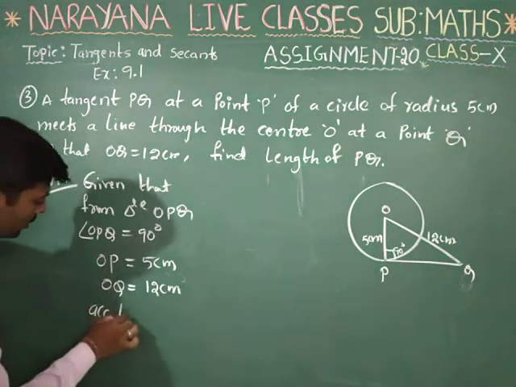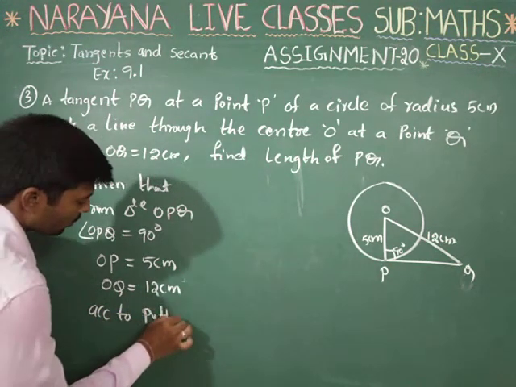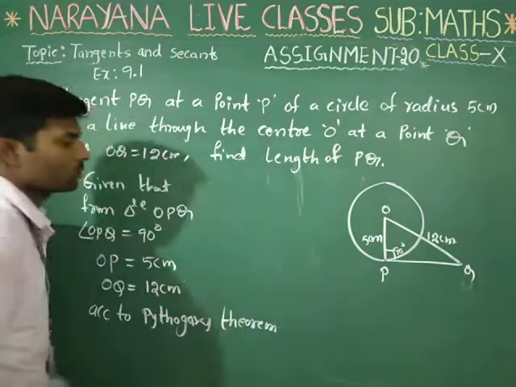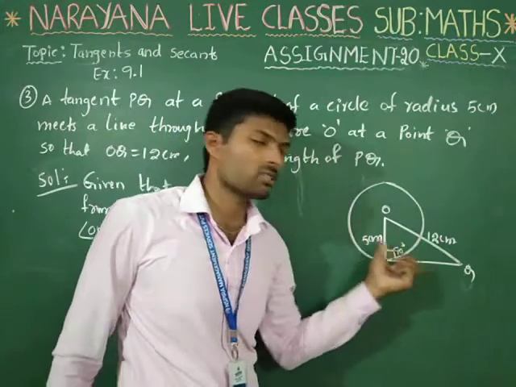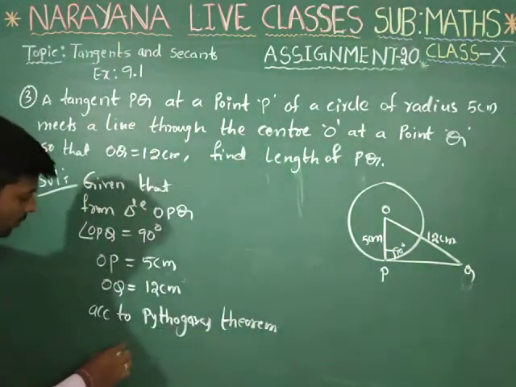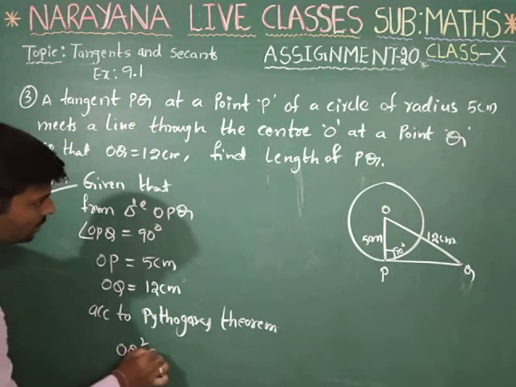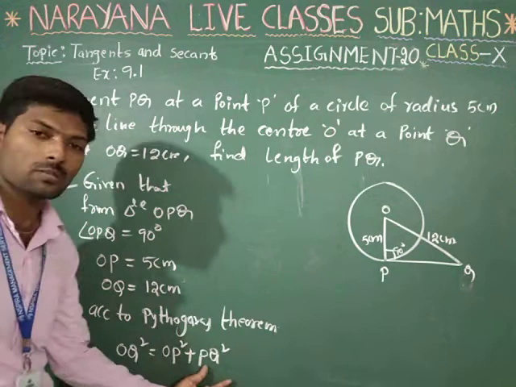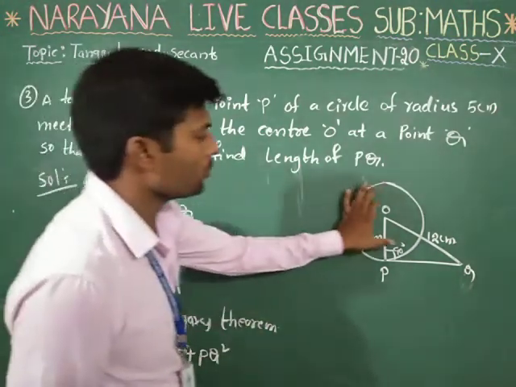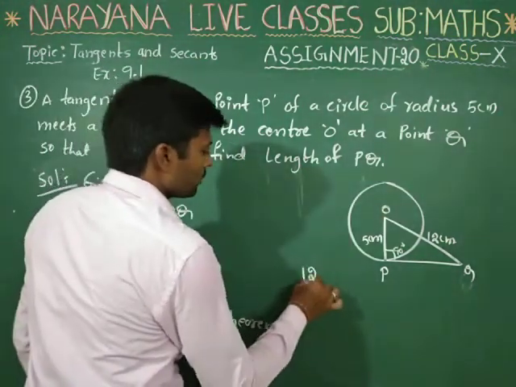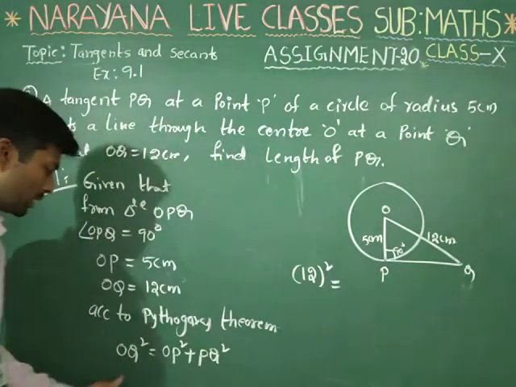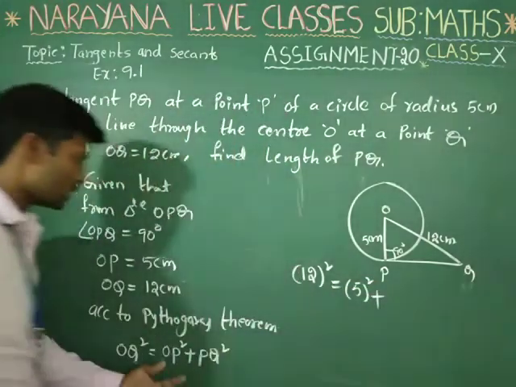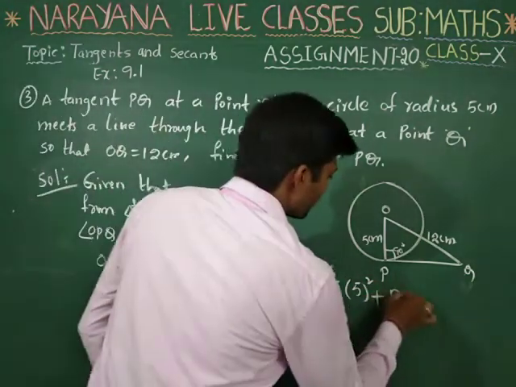According to the Pythagoras theorem, the square of the hypotenuse is equal to the sum of squares of the remaining two sides. That is, OQ square is equal to OP square plus PQ square. OQ is 12 cm, so 12 square is equal to OP, which is 5 square, plus PQ square. PQ is what we don't know, so we write PQ square.